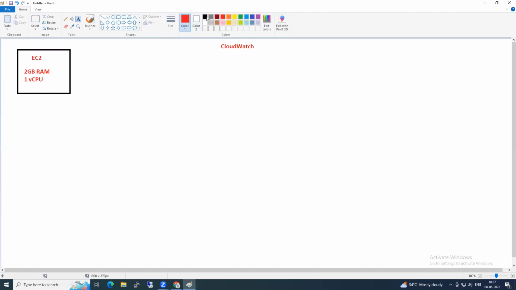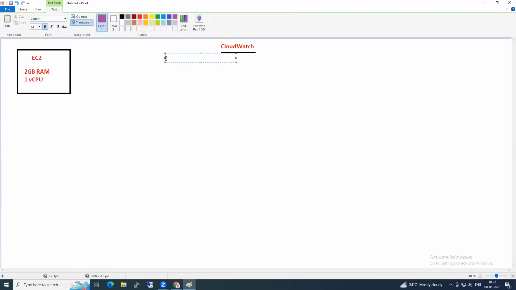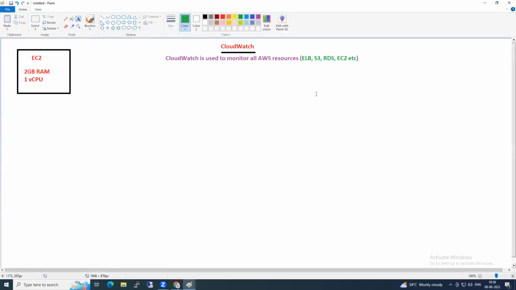So I'll write it here. CloudWatch is used to monitor all AWS resources. What are all those resources? ELB, S3, RDS, EC2, etc., like this.